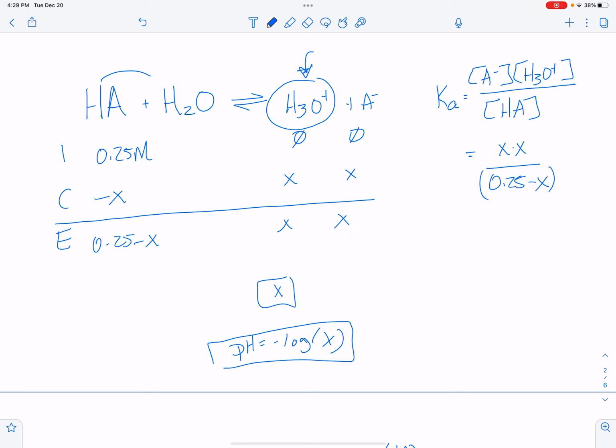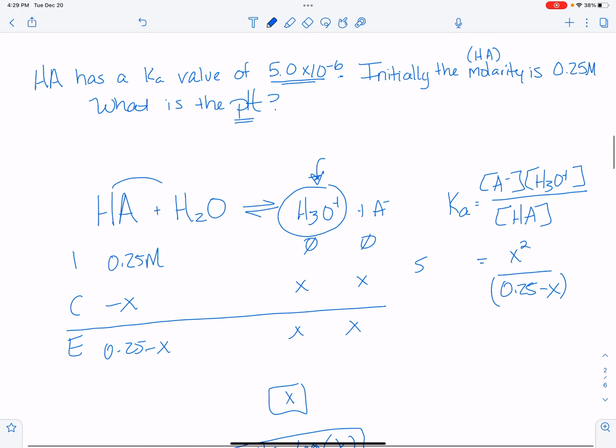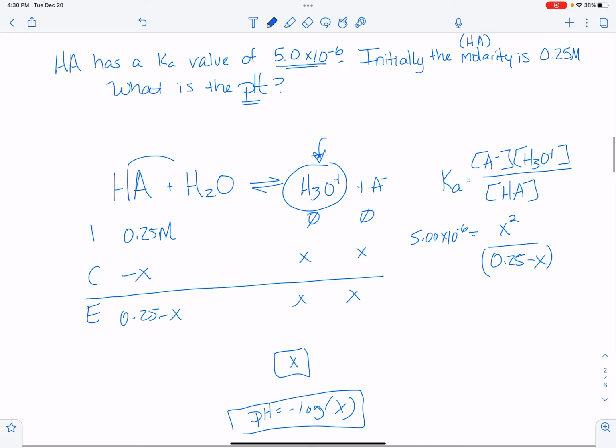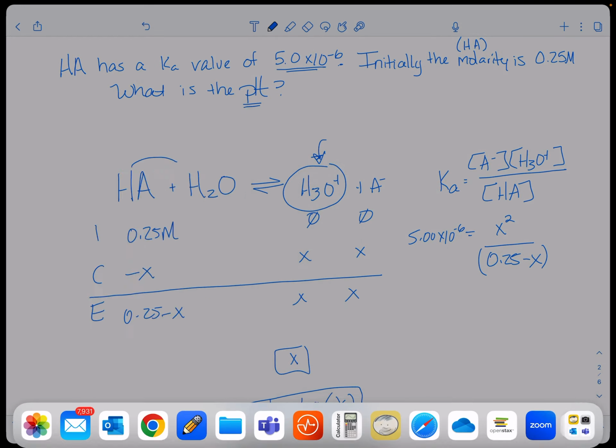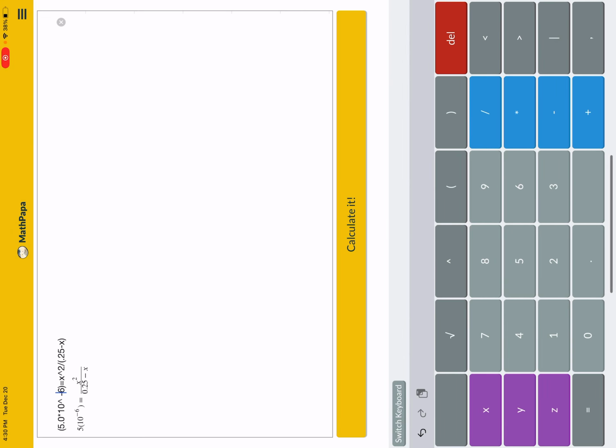So right now I have this, and remember that x times x is the same thing as saying x squared. And then it gives me the Ka is 5.00 times 10 to the minus 6th. So I'm going to just plug it in over here. That's 5 times 10 to the minus 6th. And I'm hoping this is not upside down. I can't control the direction that Math Papa wants to go when I'm recording. So I've got this already typed in. And when I calculate it, it tells me 2 options. And I need it to be the positive number.